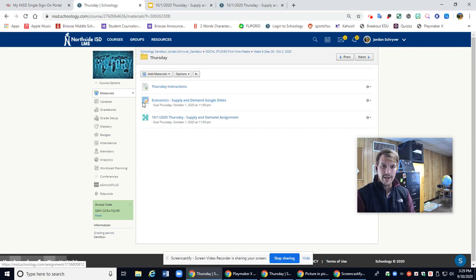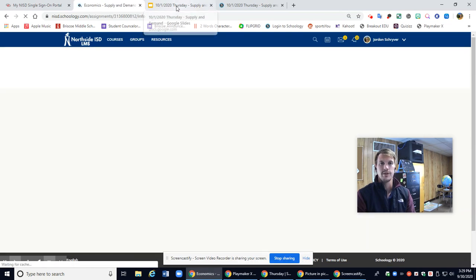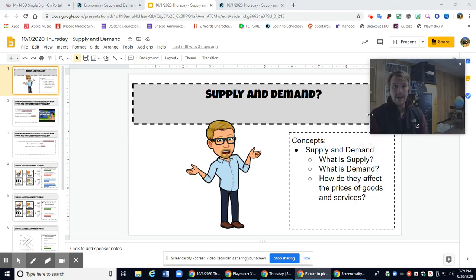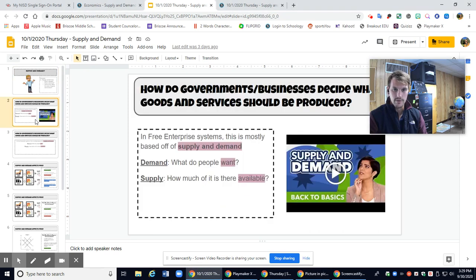So for the first one, it is the economics supply and demand Google Slides. You're going to click that, and once you open it, it's going to create your own version and copy of this slide, okay? It is supply and demand. The concepts are: what is supply, what is demand, how do they affect the prices of goods and services?